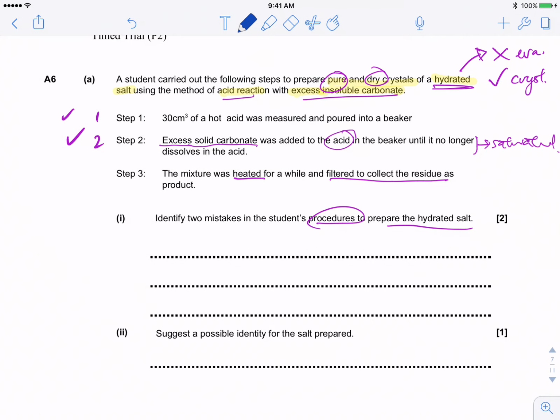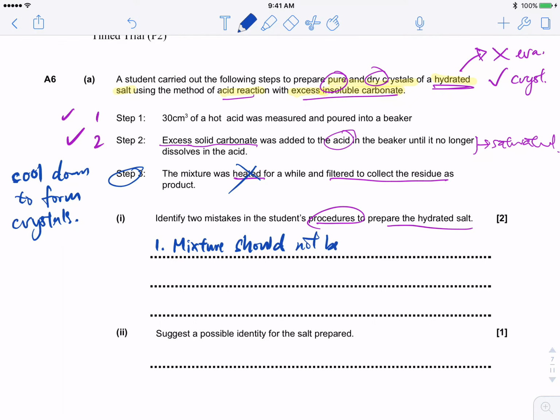So for crystallization to occur, step 3 is wrong because we should not heat it. Instead, we should let the solution cool down to form crystals. Okay, so 1, the mixture should not be heated in 3, but should be cooled for crystals to form.